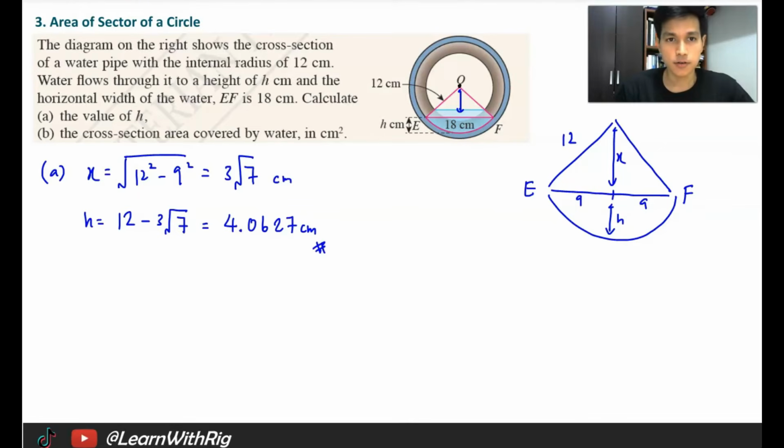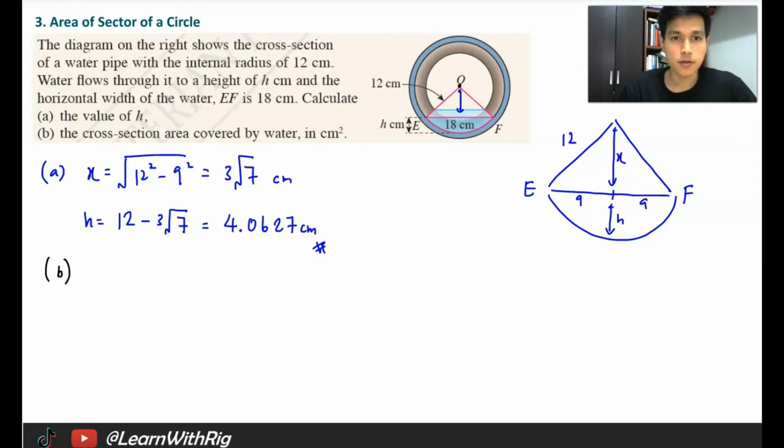Next question. They ask you to calculate the cross-section area covered by water. So basically they're asking for the area of the segment, correct? You see where the water is in the diagram? This part, so it's the area of the segment. How do you find the area of the segment? The formula, correct? Question B.